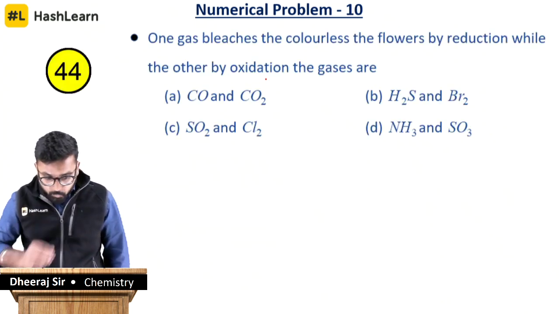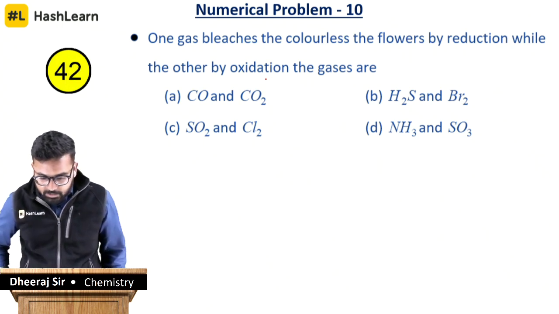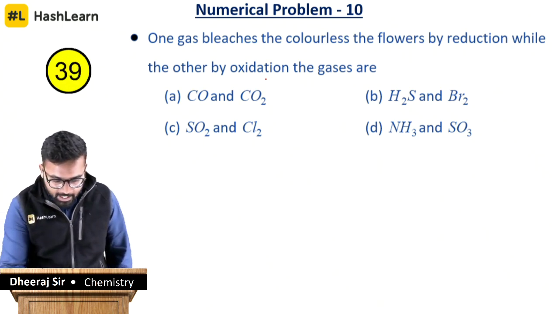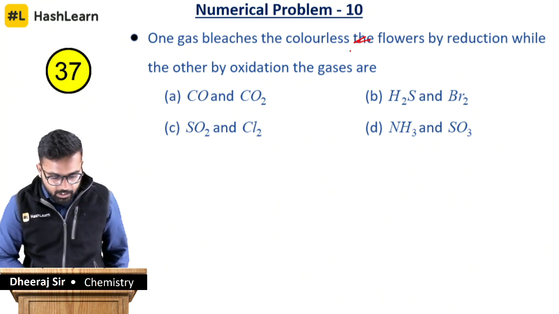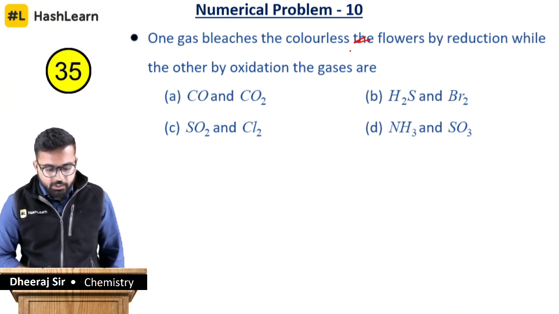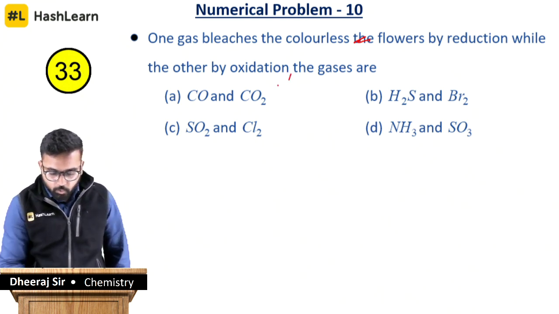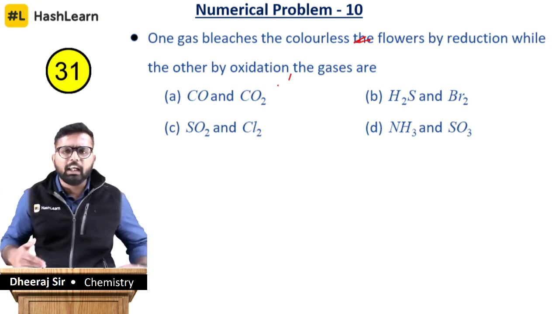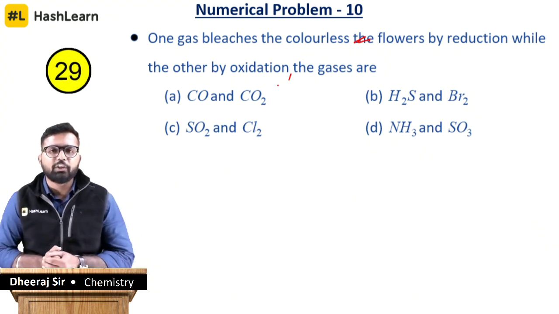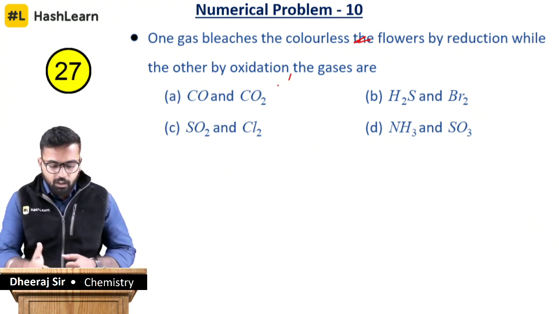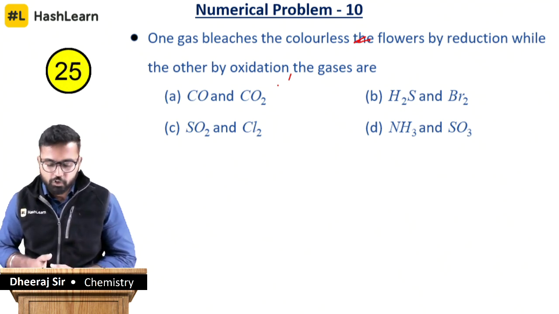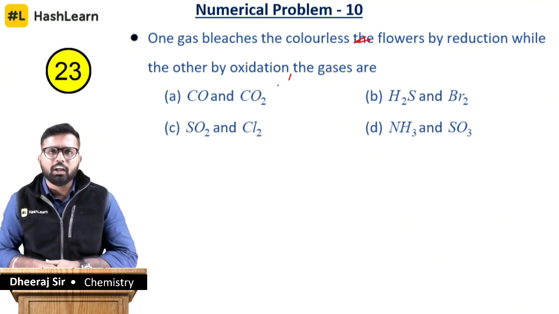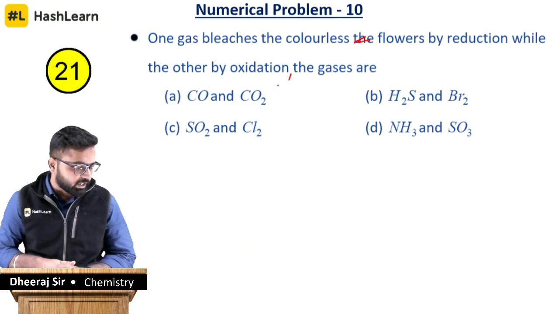The 10th question is, which gas bleaches the colorless flower by reduction while the other by oxidation? And what are the two gases? So we are trying to do bleaching. You know what bleaching is? Removal of color. So one of the gases here does it by reduction, the other does it by oxidation. Which one is it, is the question that we are trying to ask.